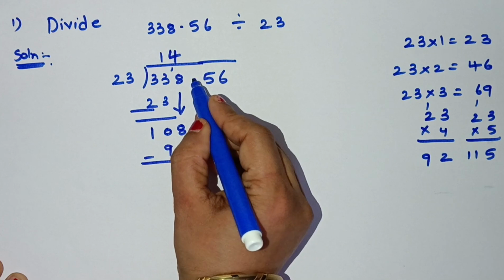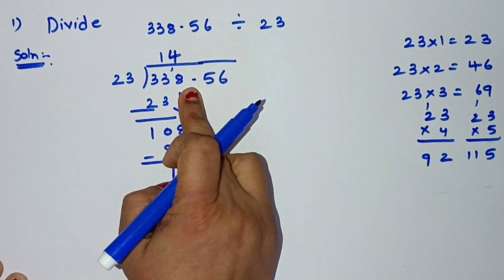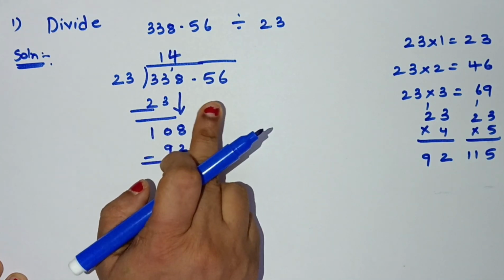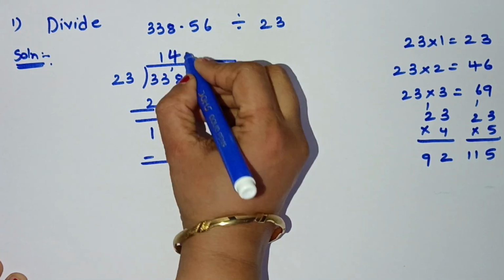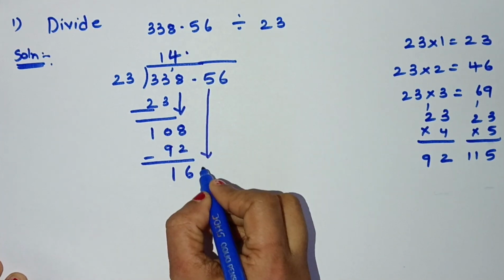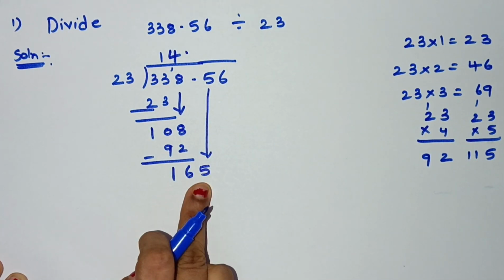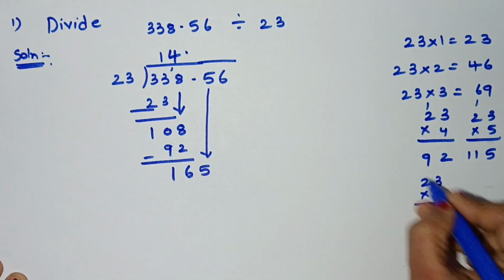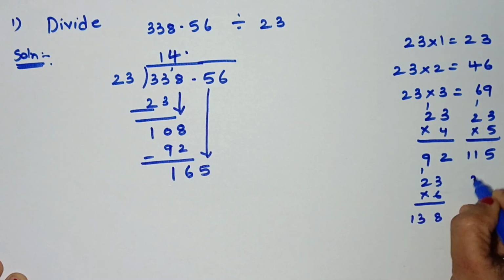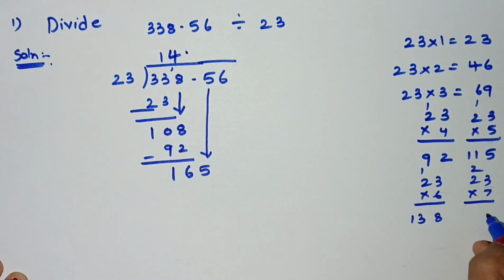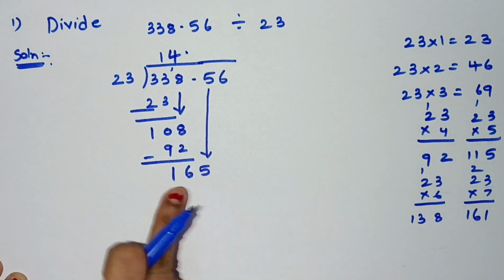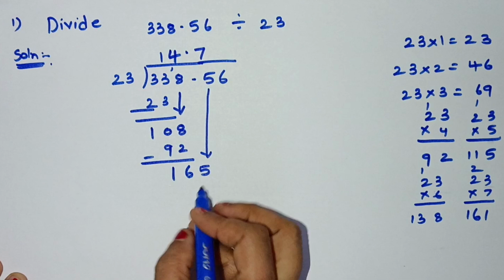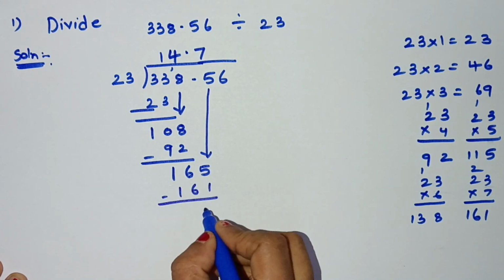Immediately what do you have? A decimal. Now place the decimal point in the quotient above the decimal point of the dividend. Then bring down the next digit. Now after this what are you going to do? Check for 23 sixes: 6 threes are 18, 6 twos are 12, 13 8. 23 sevens: 7 threes are 21, so 161. Now 161 is closer to 165. So what will you write? 23 sevens are 161. 7.